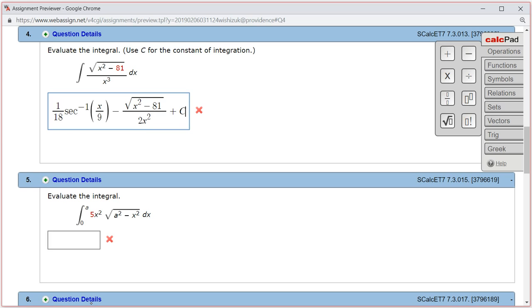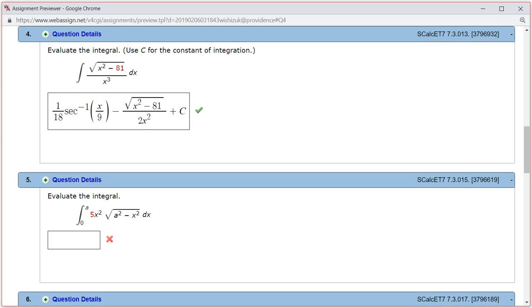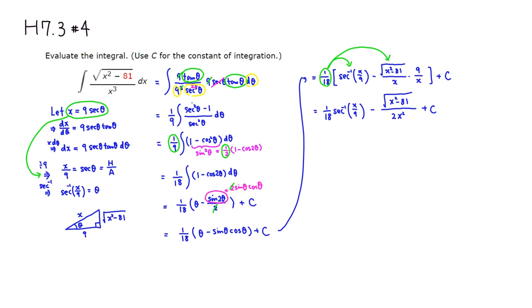All right, let's check the answer. I came back and it looks like we got this one correctly. That's it. I hope that this was clear.